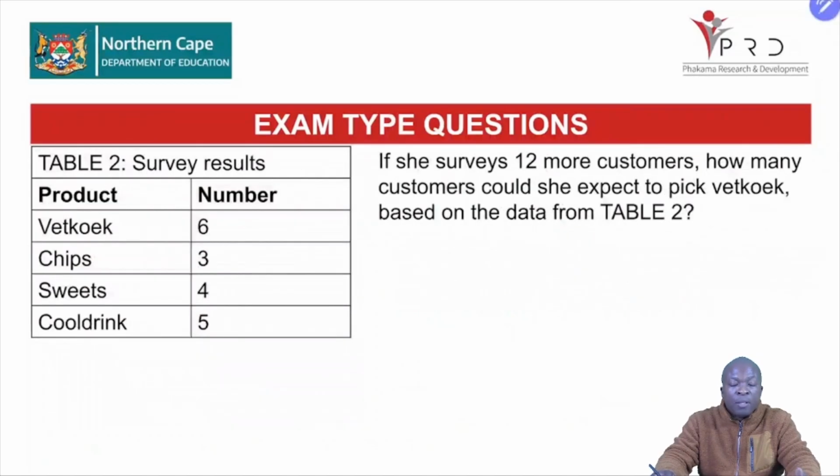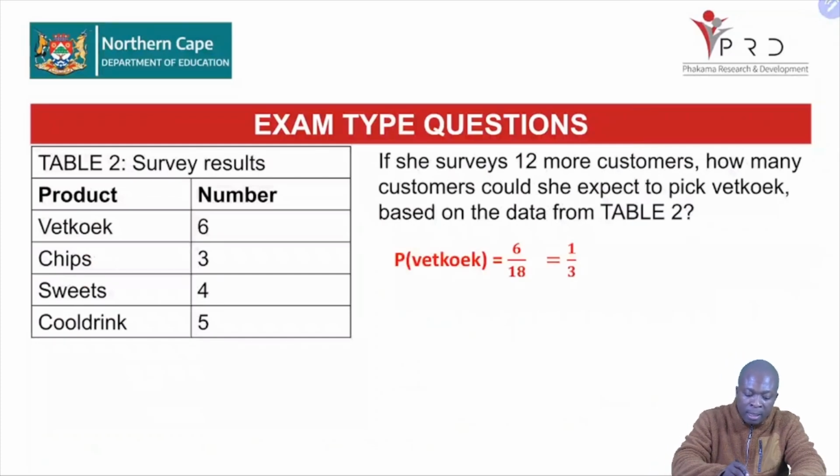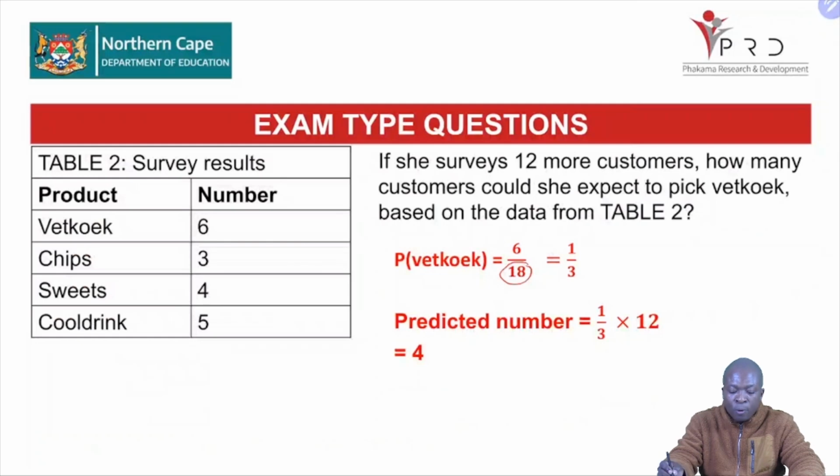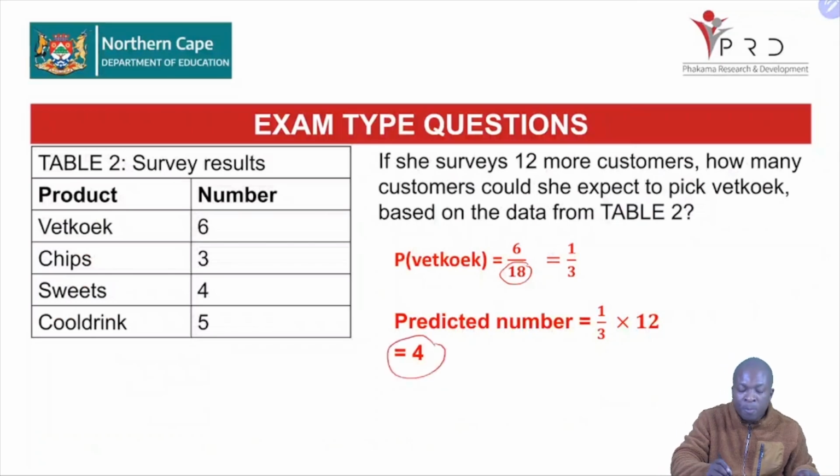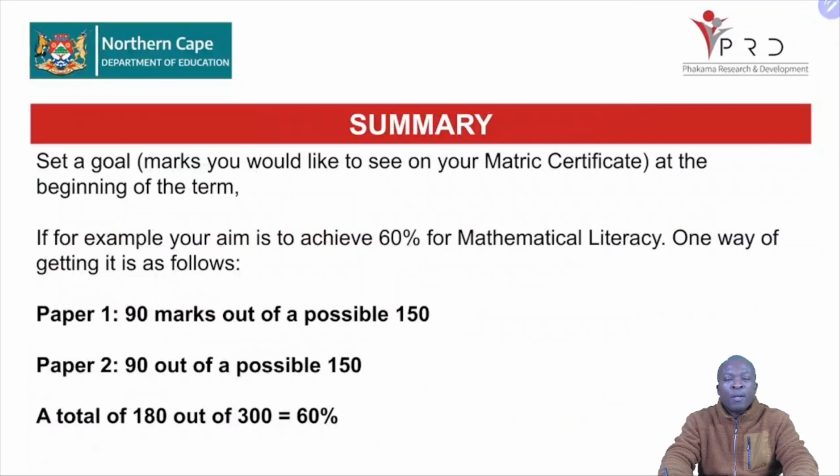All right. Such questions, this is how you respond to. You have how many? 6 plus 3 is 9. 9 plus 4 is 13 plus 5 is 18. Good. So how many people from the 18 bought fat cook? There are 6. So 6 out of 18, that will give you 1 out of 3. Now, remember, she is surveying how many people? 12 more. So every 1 person out of 3 buys fat cook. So if I've got 12 people, then I'm expecting that from that 12, 4 people are going to buy fat cook. I hope you understand that.